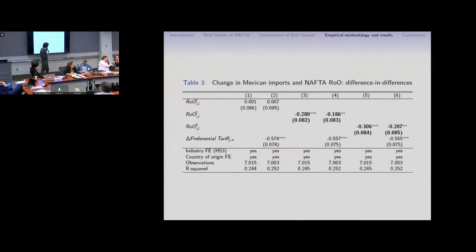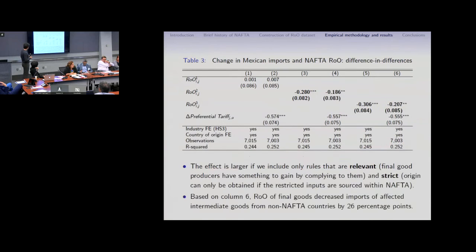So the 30 percentage points I showed you at the beginning comes from multiplying the size of this coefficient of 0.20 by the average value of this variable. And then you can put these 30 percentage points in the context of the average change in imports of these affected goods. Okay, so this is already what I said. The effect seems to be larger once we only include rules that are going to be relevant, which are rules that apply to final goods for which the preference margin is different from zero.